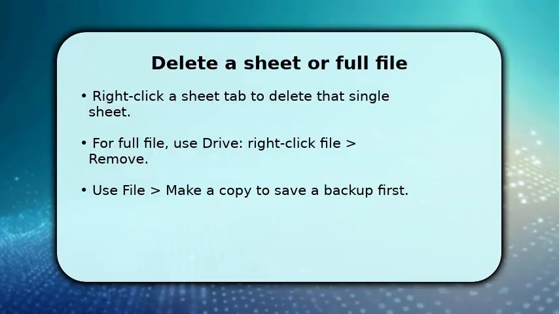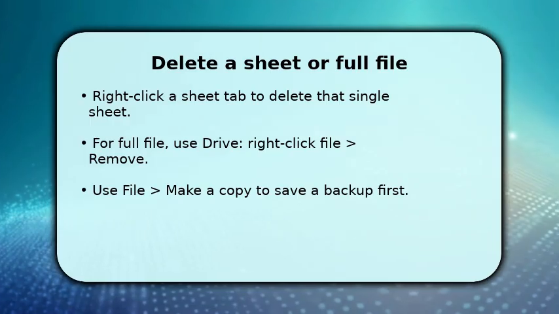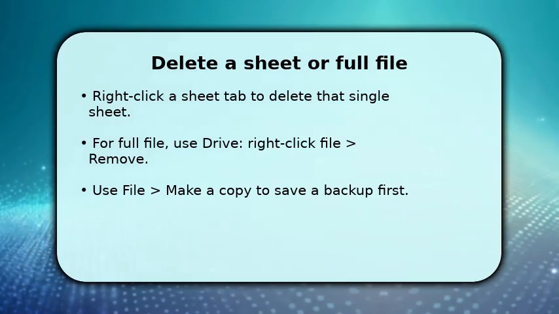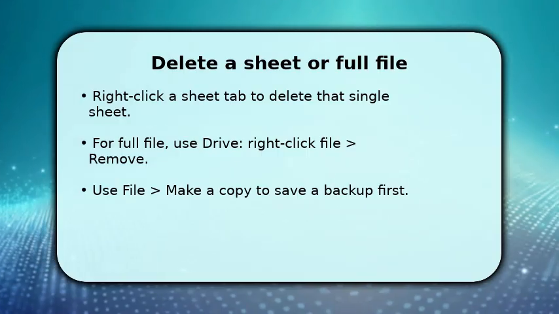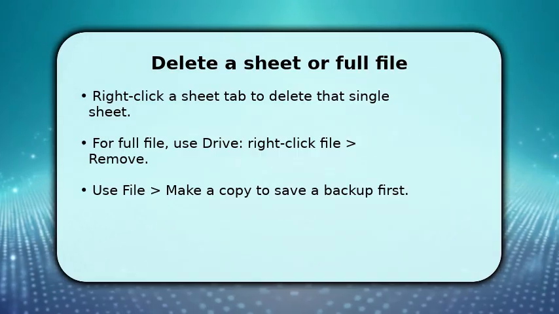To delete the whole spreadsheet, go back to Google Drive, right-click the file and choose Remove. That moves it to trash. Once done, empty the trash to permanently remove it. If you might need it later, use File, then make a copy to preserve data before deleting.